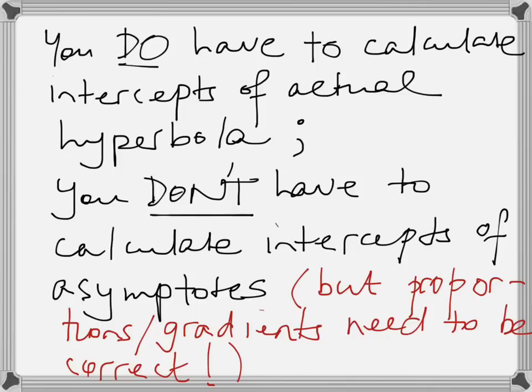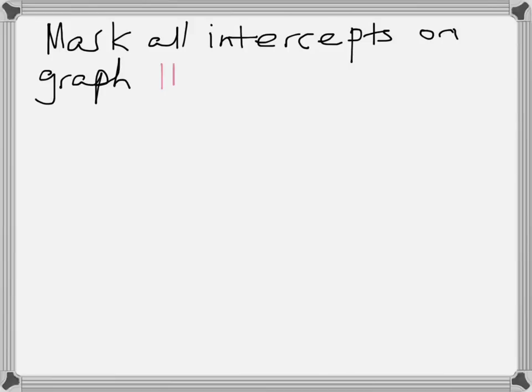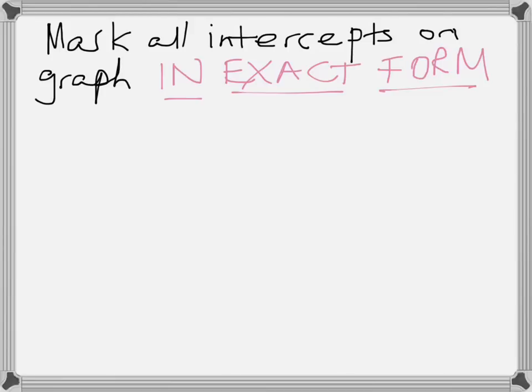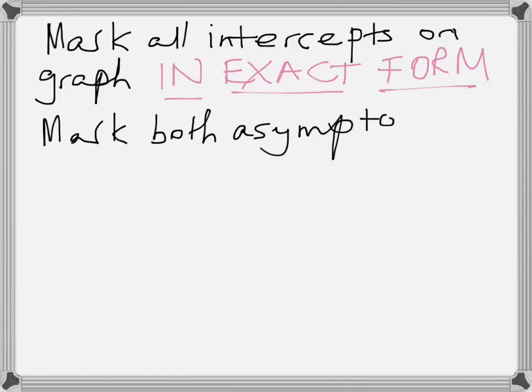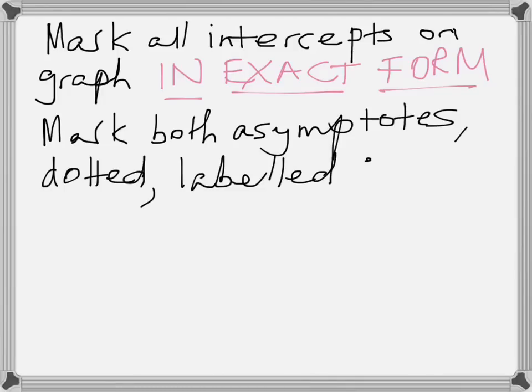And you don't give them any more information than what they ask for, by the way, because if you get something wrong, then you lose a mark somewhere. That's another hot tip for you. You have to mark all the intercepts on the graph in exact form. Yes, you do, unfortunately. And you have to mark both asymptotes with their equations, and you dot them and you label them. Very important.